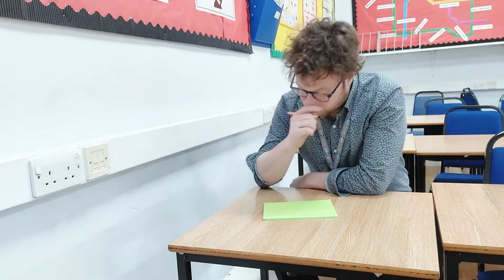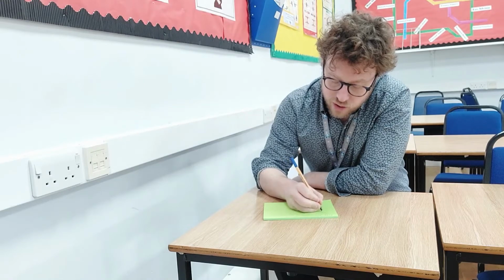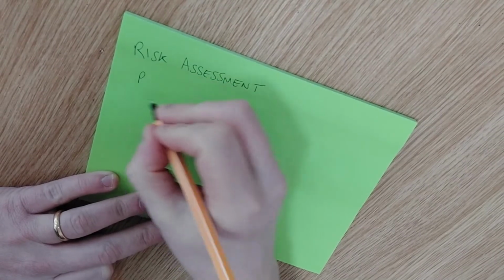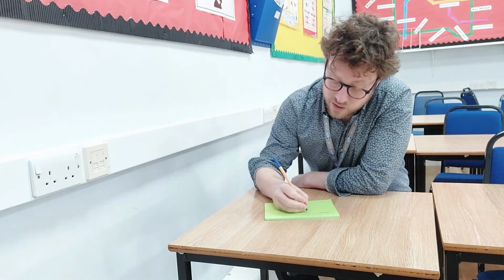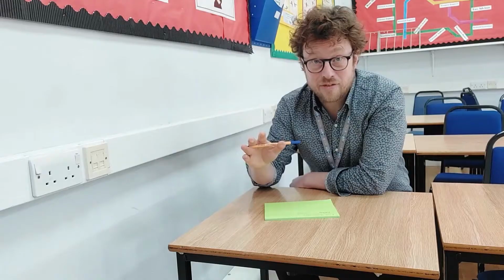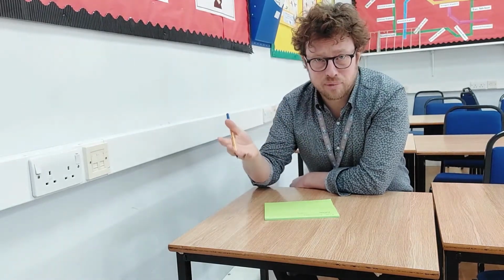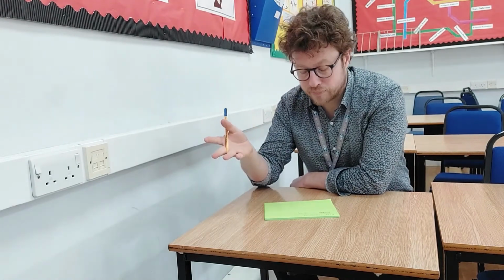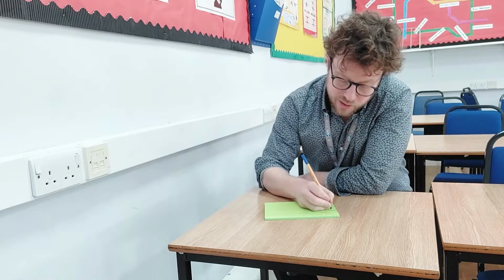So let's look at one of these. I'm going to start off by having my two different categories here: the probability and the severity. So the probability is, and I'm going to do a mark out of 10, out of 10, how likely is there to be a problem with this? And if there was a problem, how severe would it be? So I'm going to start off looking at my bike.